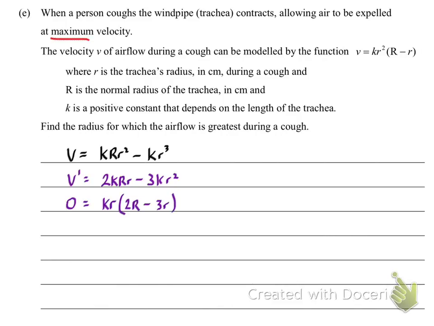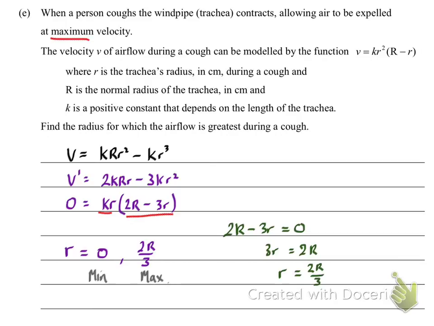So factorize the k and the little r, because it's a maximum, it has to equal 0. Now the first bit could equal 0, so r could equal 0 there, or the second bracket could equal 0. So you solve for that, and we have our 2 answers. One's a minimum and one's a maximum. How do I know which is which?